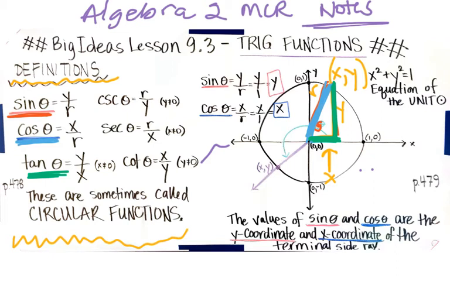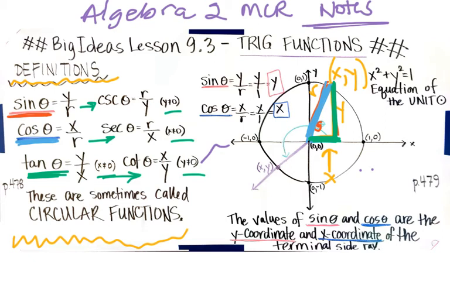Then, of course, your reciprocal is r over y for cosecant. The reciprocal for cosine is x over r. And for tangent, the reciprocal is cotangent, which is x over y. Of course, with those restrictions that you always know whenever we have fractions. So that's the big definition idea of 9.3. You write these in your notes. We're going to be using these throughout the rest of the chapter.